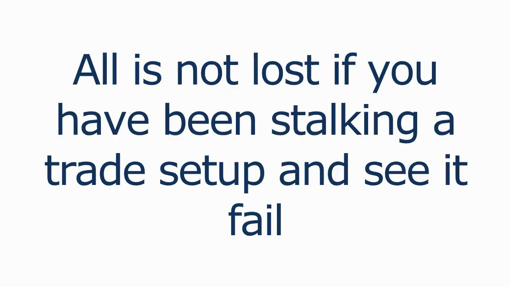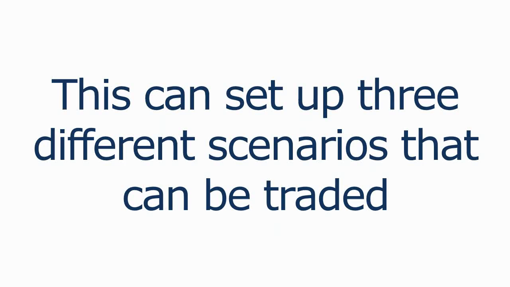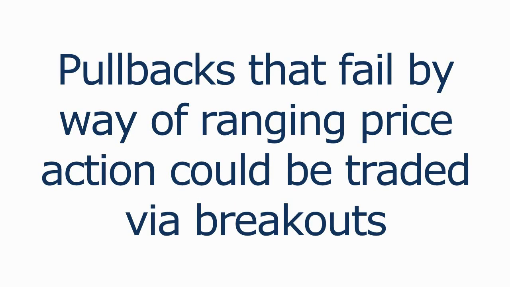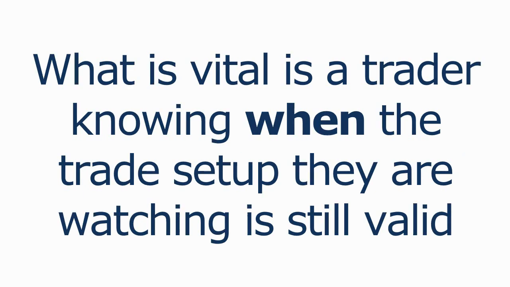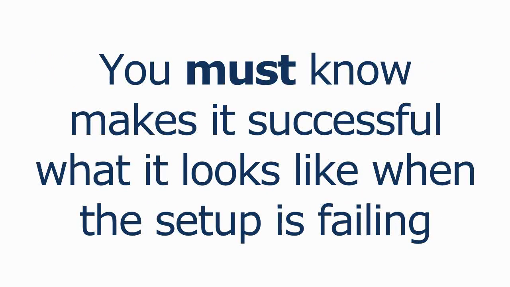Now, all is not lost if you've been stalking a trade setup and you see it fail. As we talked about in the section on momentum in the pullback, this can set up 3 different scenarios that can be traded. Pullbacks that fail by way of ranging price action could have a trader shifting their mindset and their trading tactics to a breakout style of trade entry. But what is vital is that a trader knows when the setup they're watching is still valid. And to do so, you must not only know what makes it successful, but also what it looks like when the setup is actually failing.